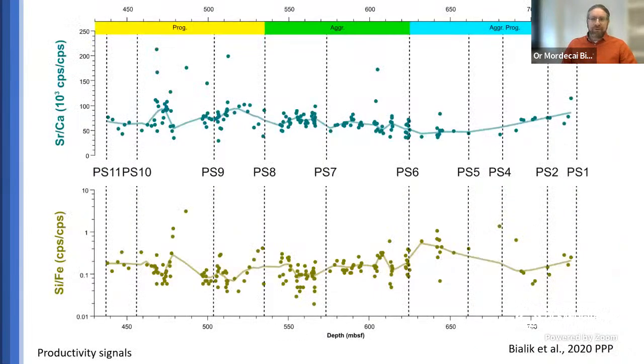So here are two productivity proxies, and I'm going to go through what's going on in each of them in a second. Strontium calcium and silicon iron. And you can see there's a bunch of wiggles in there, but no long-term trend. And these wiggles are bisected by these vertical lines. These vertical lines are sequence boundaries that were originally delineated on the seismics, and then when it was drilled by Expedition 359, we were able to also delineate them and find them on the core.